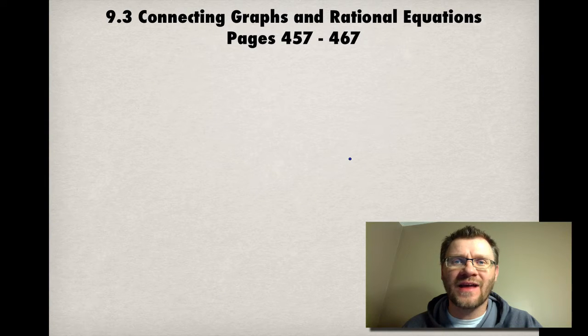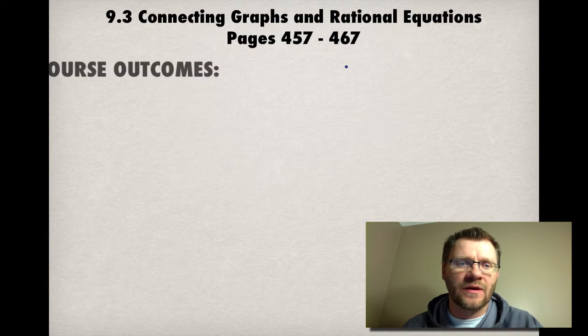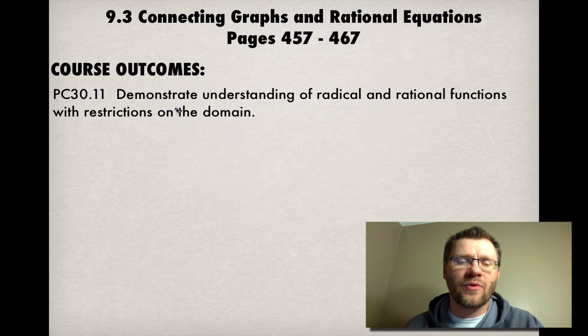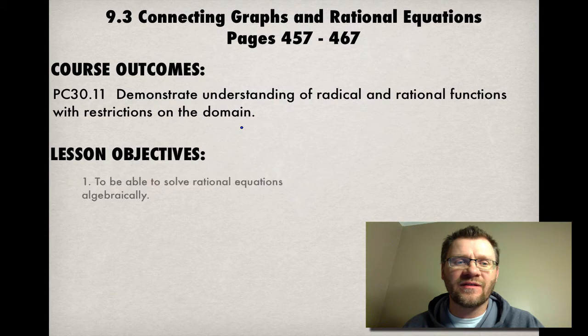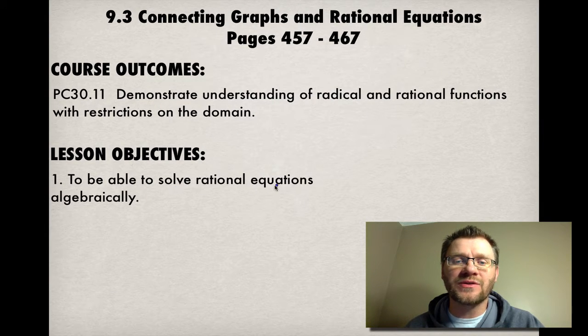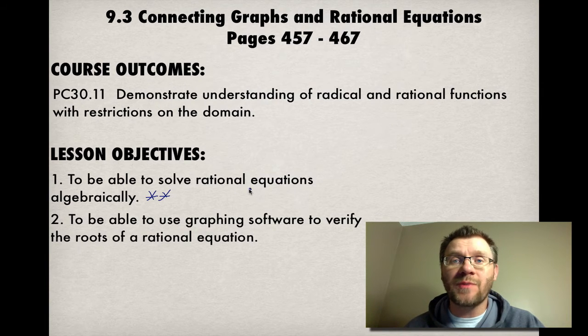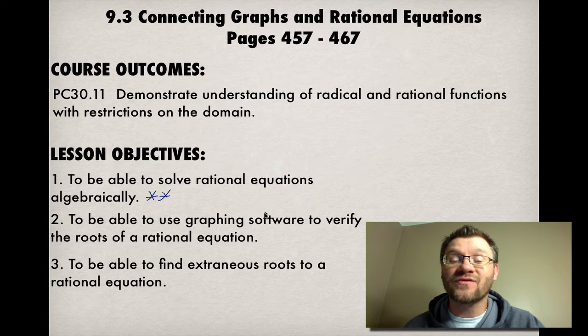All right, today's lesson is 9.3, Connecting Graphs and Rational Equations, pages 457 to 467 in your text. Our course outcome is 30.11 again, demonstrate understanding of radical and rational functions with restrictions on the domain. Our lesson objectives, number 1, to be able to solve rational equations algebraically. That's the big one today. Number 2, to be able to use graphing software to verify the roots of a rational equation. And number 3, to be able to find extraneous roots to a rational equation.